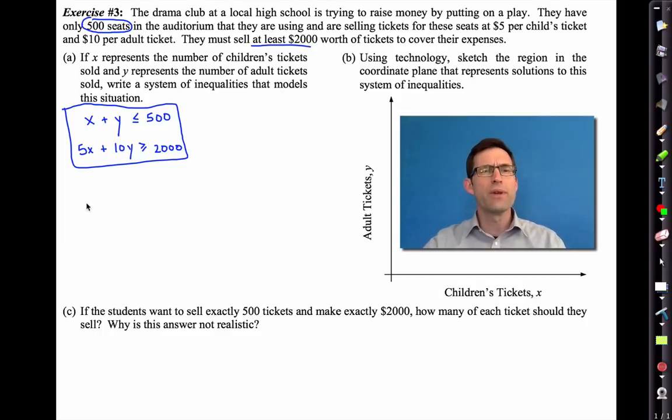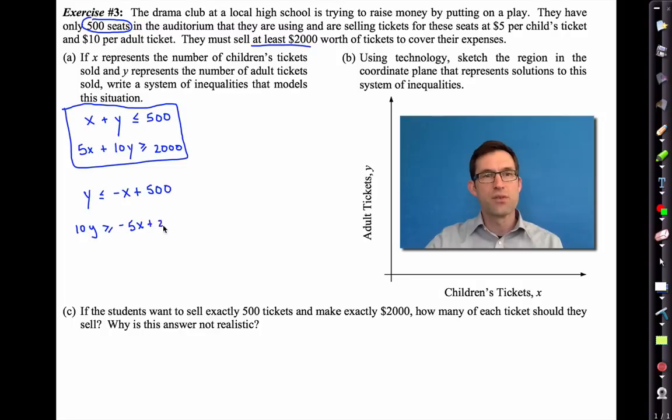All right, well, it's kind of like what we did before. Let's take that first inequality. Let's move the x to the other side. It's going to become negative there. So it's going to be negative x plus 500, right? Likewise, the other one, a little more work. We're going to get 10y is greater than or equal to negative 5x plus 2,000. All right, I can divide everything by 10, and we'll get y is greater than or equal to negative 1/2 x plus 200. You could leave it, but I think it's advantageous to reduce it.